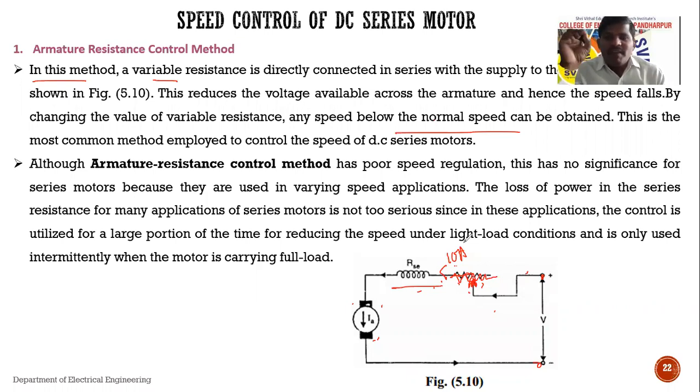If the Eb, the back EMF of the machine, is reduced, then the speed of the motor will fall, right? According to the equation, N is directly proportional to Eb. If the Eb falls, the speed of the motor will fall. And this is the most common method employed to control the speed of a DC series motor.